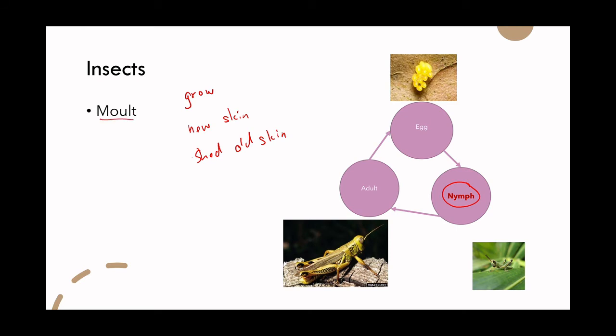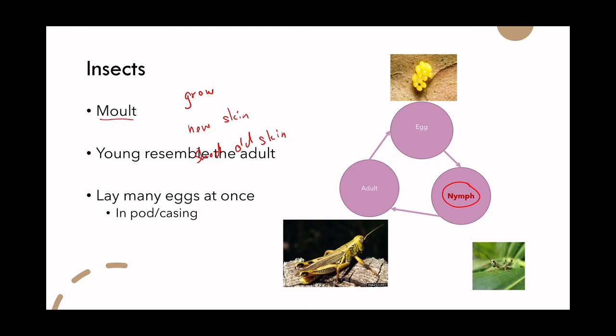So when they are young, they will keep shedding off old skin, and then the new skin will grow. So this is called molting. Actually it's not skin, it's the outer covering. Like I said, the young will usually resemble the adult most of the time. They lay many eggs at once, and the eggs are usually stored in this casing, or you can call it a pod. So this is the three-stage life cycle insect. That's how they are.